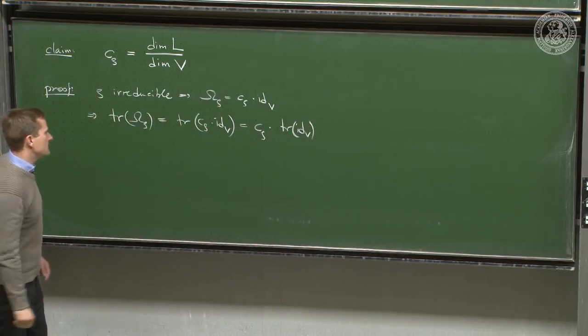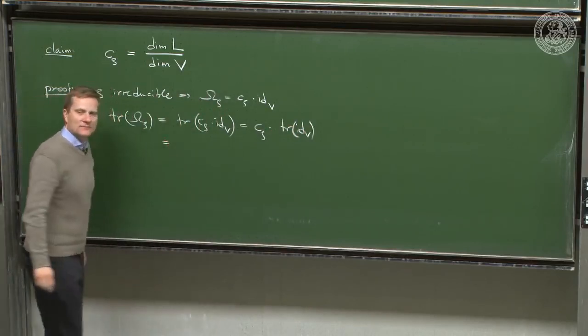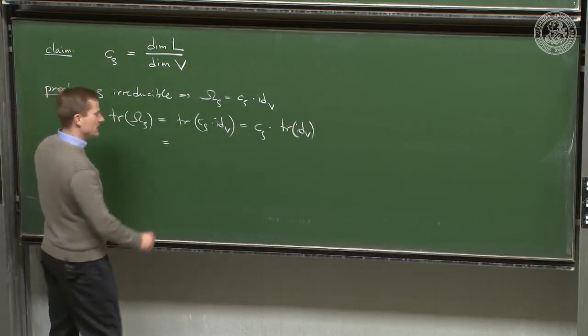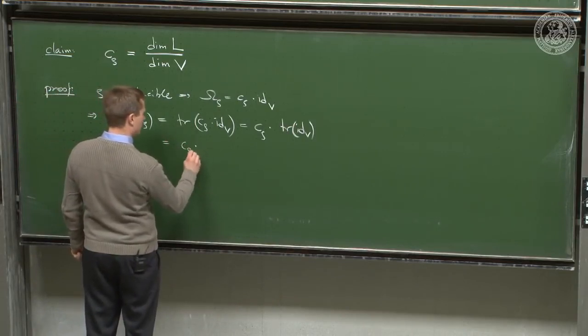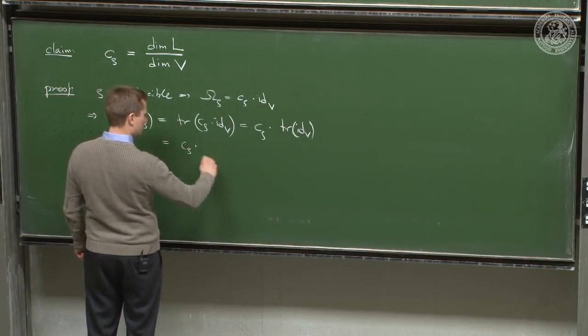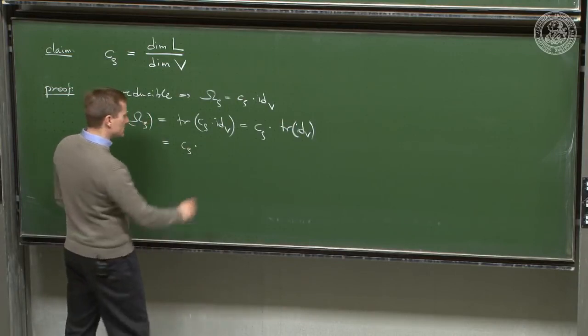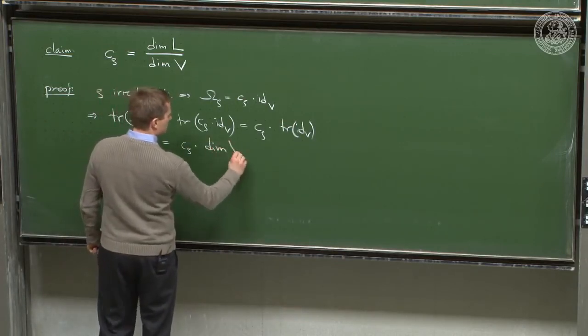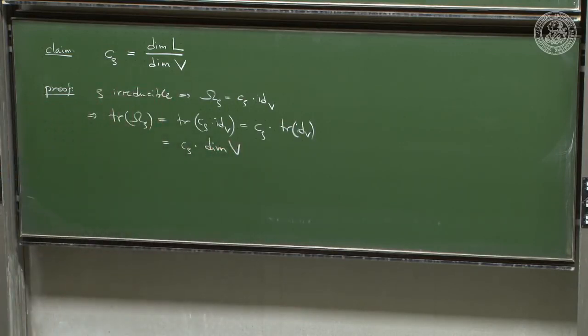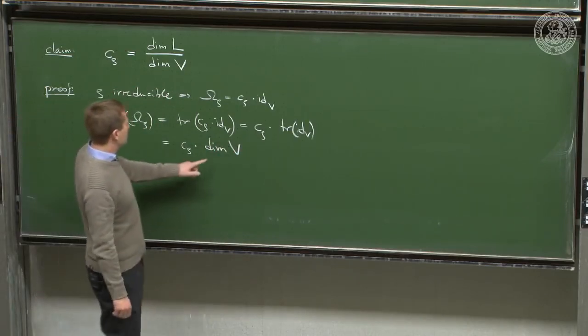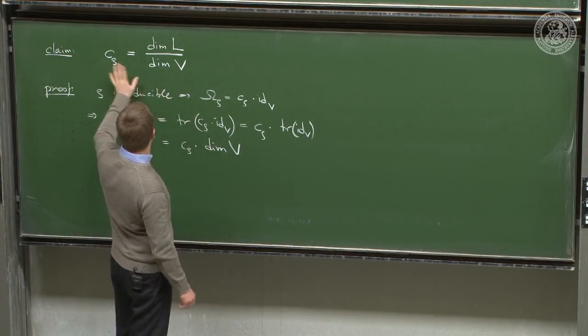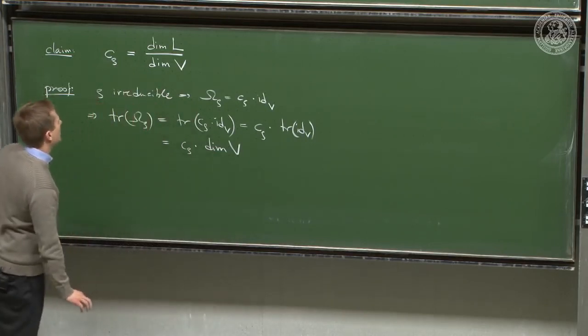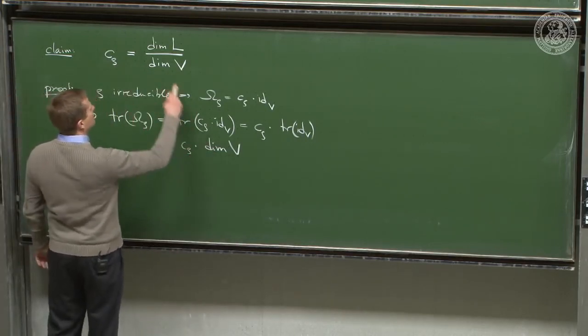And what is the trace of the identity map on the vector space? The dimension of the vector space. That's right. It's C rho times dim V. So this dim V, we apparently get somehow from here. Okay, that looks good because we have C rho times dim V.